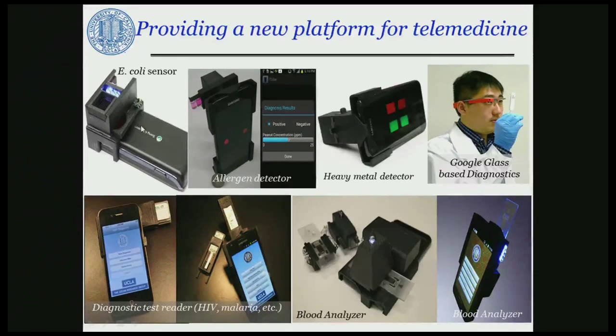Some other examples are shown here. This is an E. coli sensor. Toward the end of my presentation, I'll show you other types of waterborne parasite detection systems that also utilize server backend processing for looking, for example, at Giardia, Cryptosporidium, and other types of waterborne parasites.